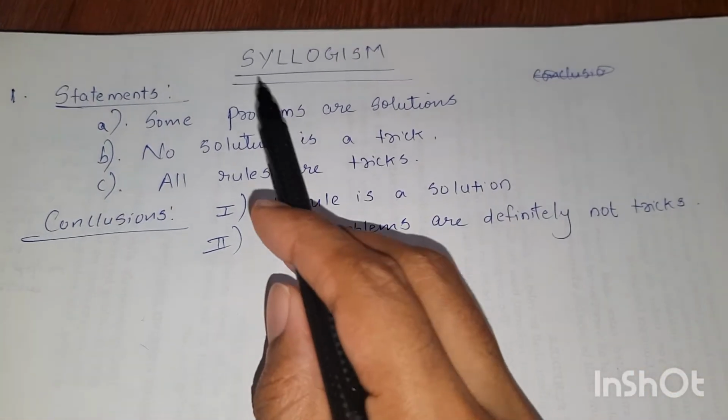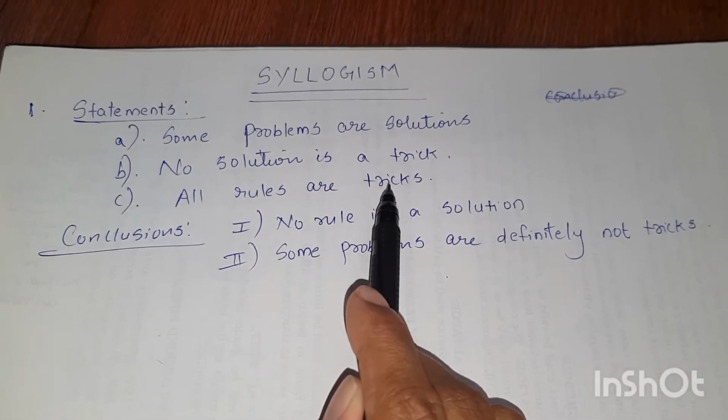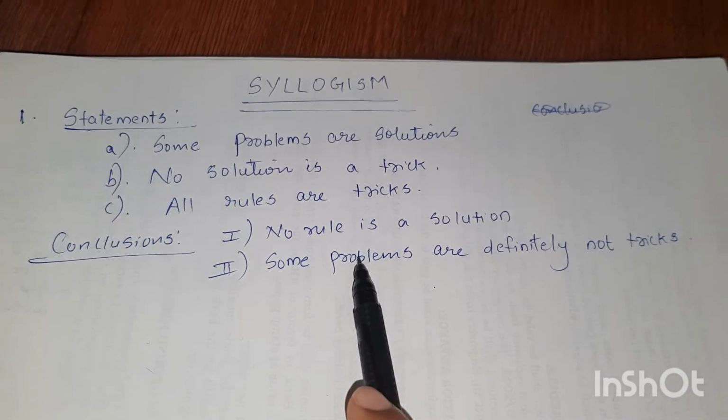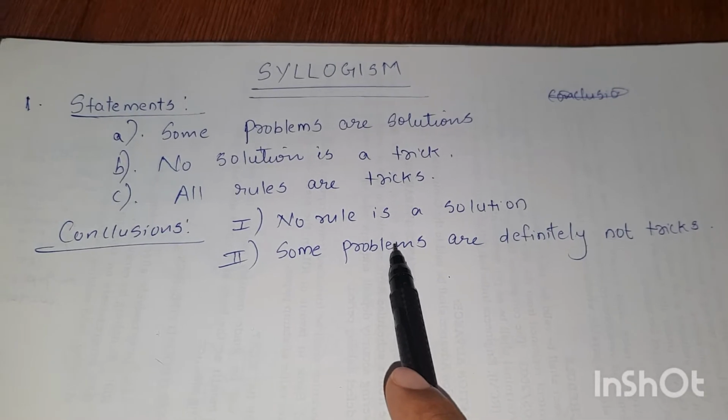So the first question is: statements are some problems are solutions, no solution is a trick, all rules are tricks. Conclusions: no rule is a solution, some problems are definitely not tricks. You have to check whether the conclusions are true or not.